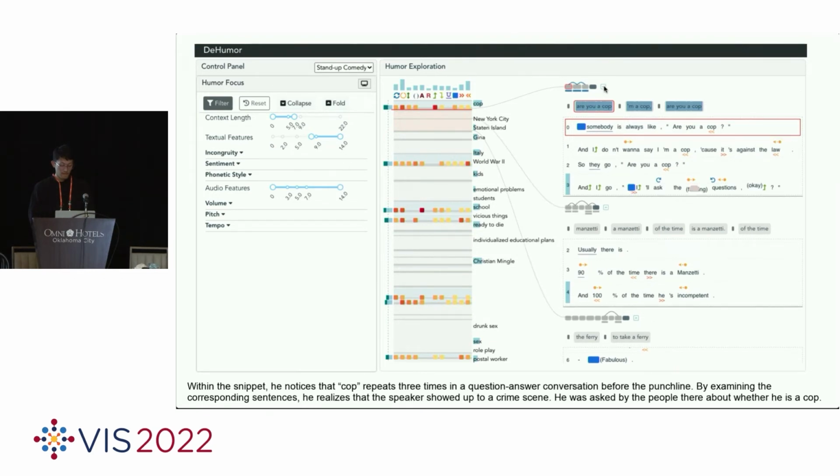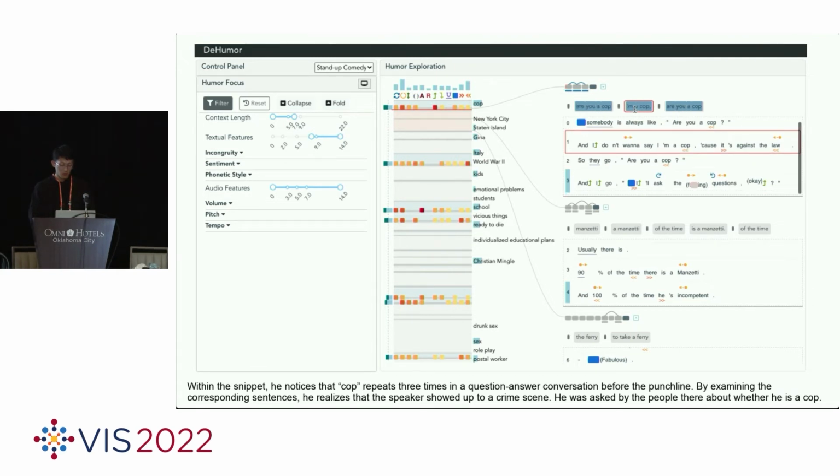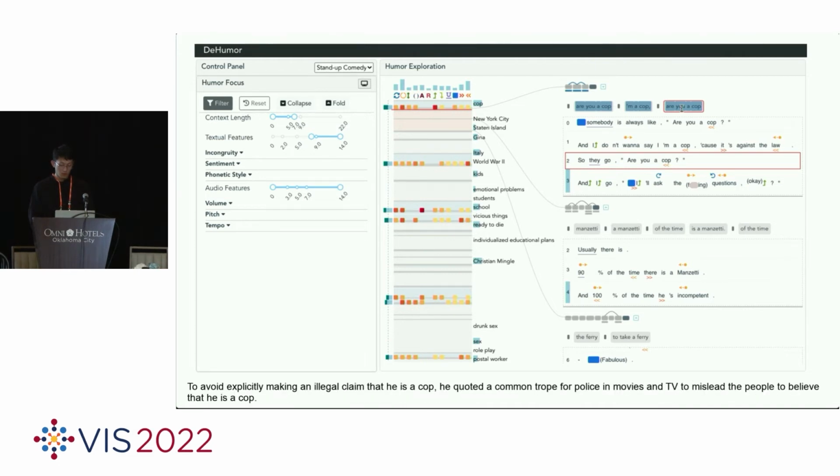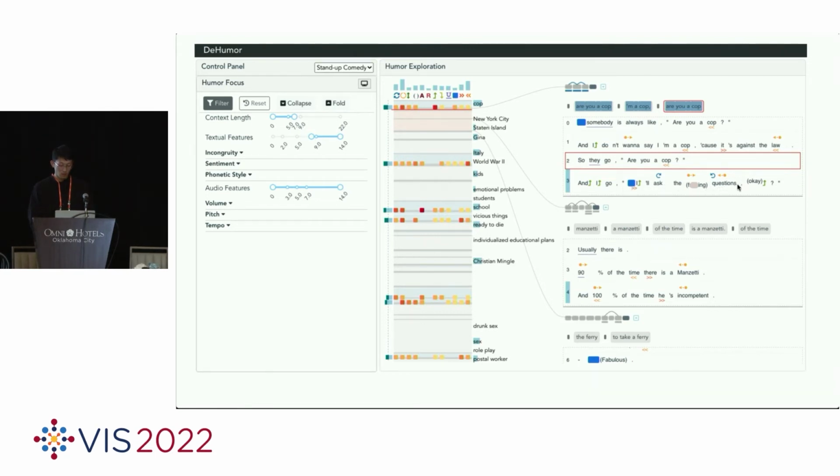Within the snippet, he notices that "cop" repeats 3 times in a question-answer conversation before the punchline. By examining the corresponding sentences, he realizes that the speaker showed up to a crime scene. He was asked by the people there about whether he is a cop. To avoid explicitly making an illegal claim that he is a cop, he quoted a common trope for police in movies and TV to mislead the people to believe that he is a cop.